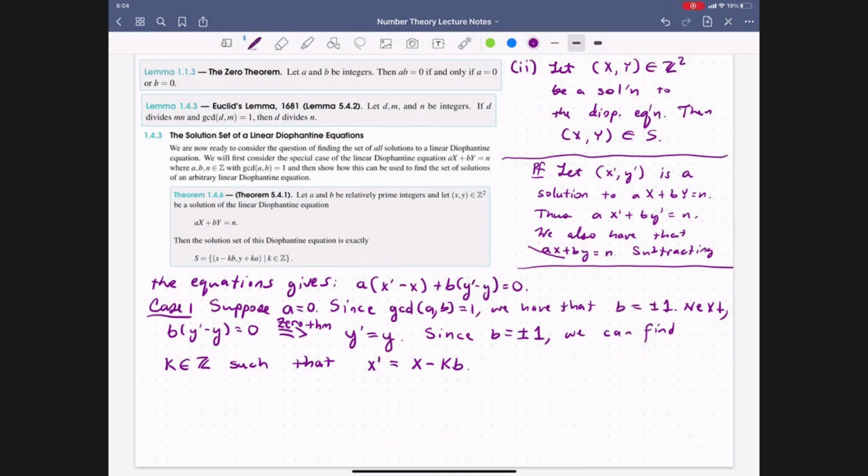So now, the next thing, we know y prime is equal to y. And so now we want to show that y plus ka is also a solution. But what is a? a is 0. And so we are done.